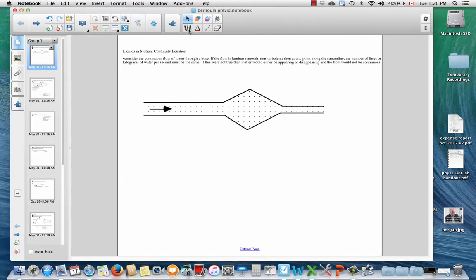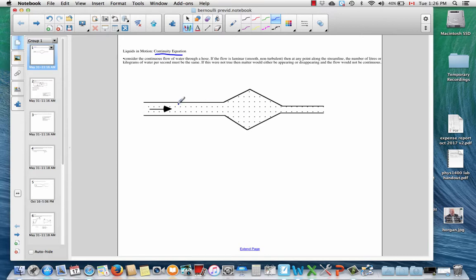Okay, in our lab this week, we'll be looking at two principles of fluid dynamics that we'll introduce here now. The first is known as the continuity condition. Let's consider what happens when water is flowing smoothly and there's a change in the cross-sectional area and the dimensions of the tube or the space that it's flowing through.